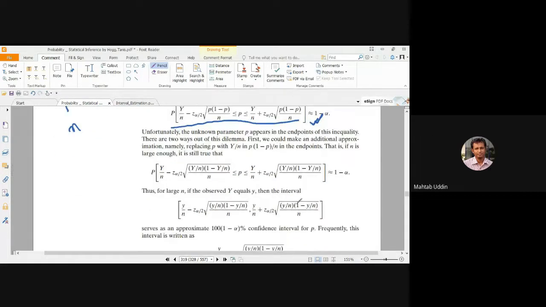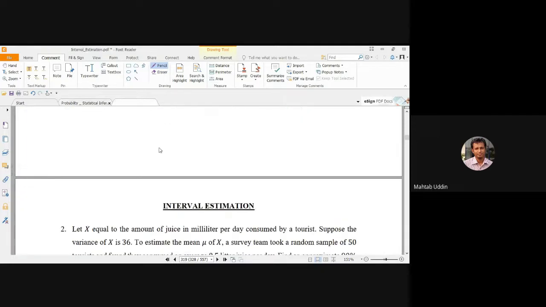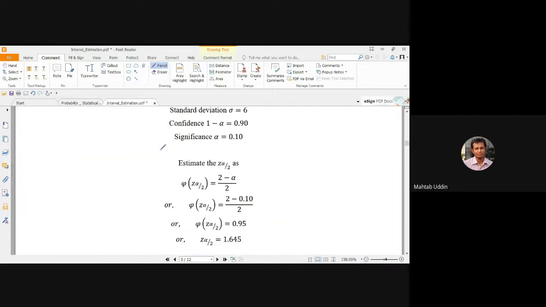Then we have to find this. This is called the confidence interval for proportion. Okay. So let us try. So we are going to chapter 7.5 here. Sorry, 7.3.